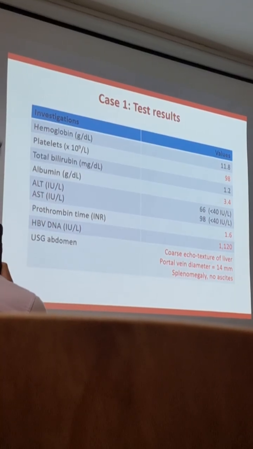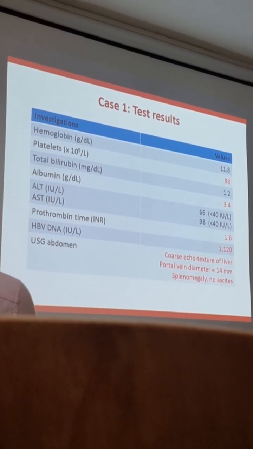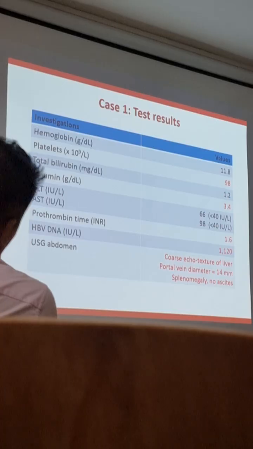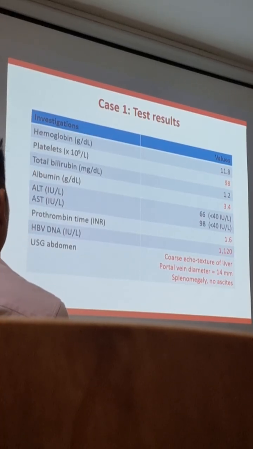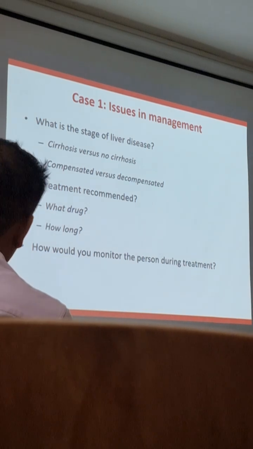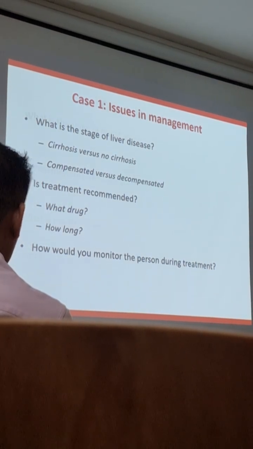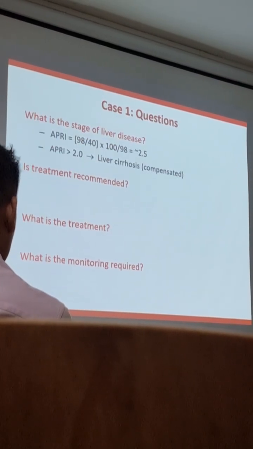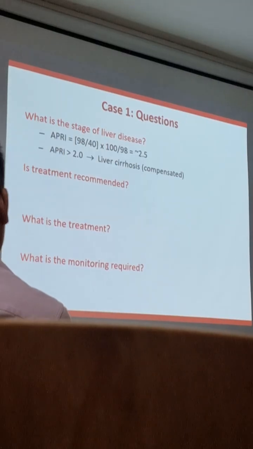On ultrasound, there is a coarse echotexture, cirrhosis is there. Portal vein diameter is 13 mm here, so cirrhosis is there. Splenomegaly is there, but there's no ascites. So what stage of liver disease is this? You do the FIB-4 score, which is more than 2.5.